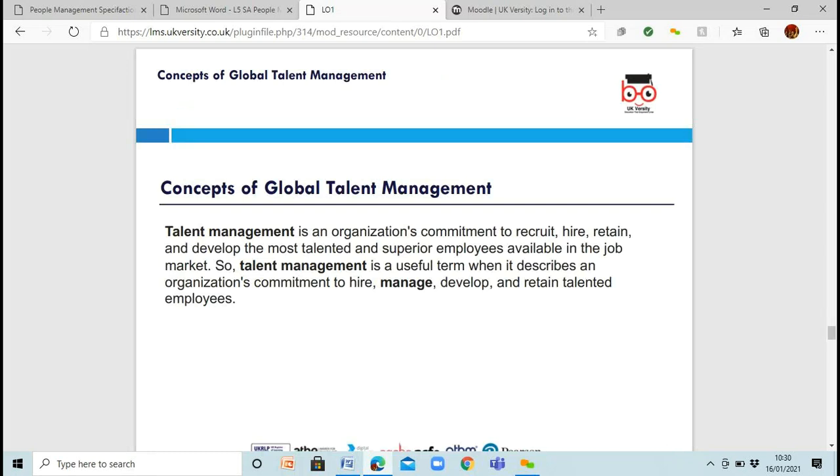So if we look at concepts of global talent management. Now, talent management is an organization's commitment to recruit, hire, retain, and develop the most talented and superior employees available in the market. So talent management is a useful term when it describes the organization's commitment to hire, manage, develop, and retain talented employees. So if you have an employee that is fantastic, they do the job well, you want to try and keep them, don't you? You don't want them going off somewhere else. So you've got to do something or have a good, attractive package within your workplace so that they will stay with you.